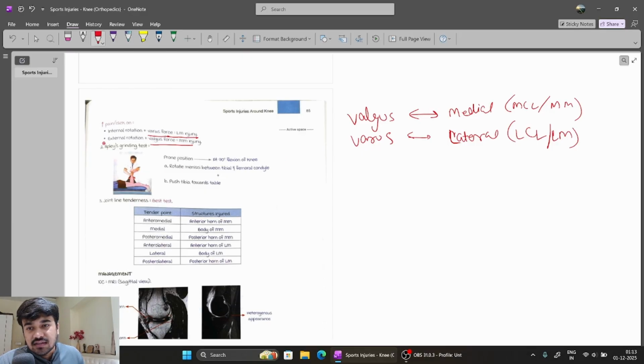Now the second test is Apley's grinding test. Apley's grinding test, very simple, easy to remember. Ask the patient to lie prone on the bed and flex the knee to a 90-degree position, and then rotate the menisci between the tibial and femoral condyle plus push the tibia downward. So if the patient reports pain, that is a positive test and suggestive of meniscal injury, right?